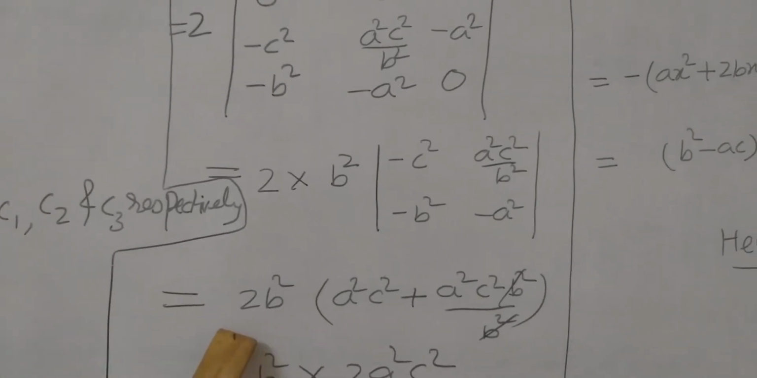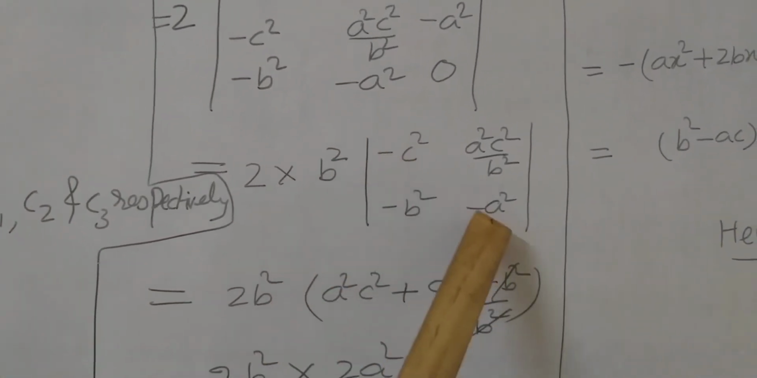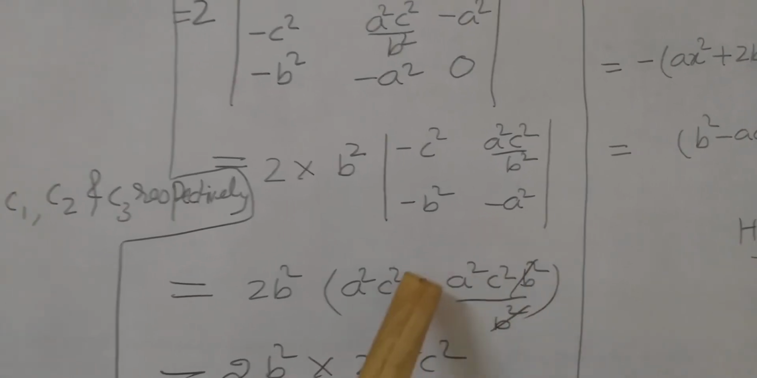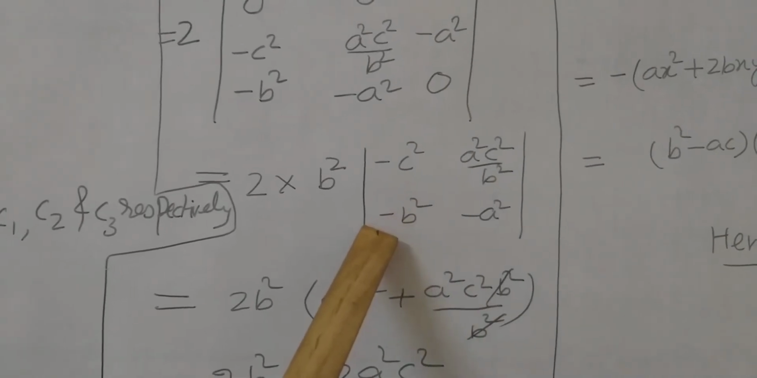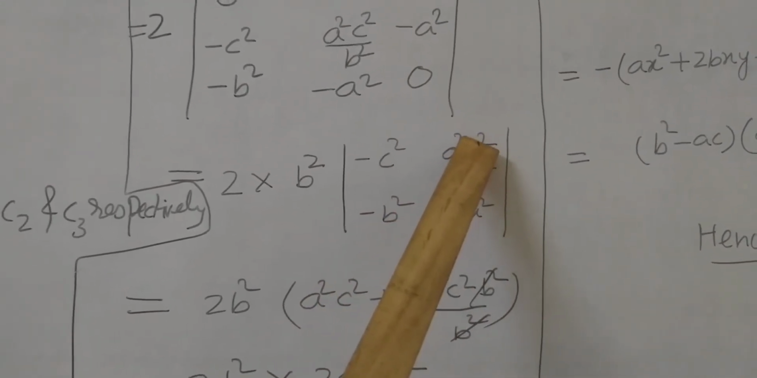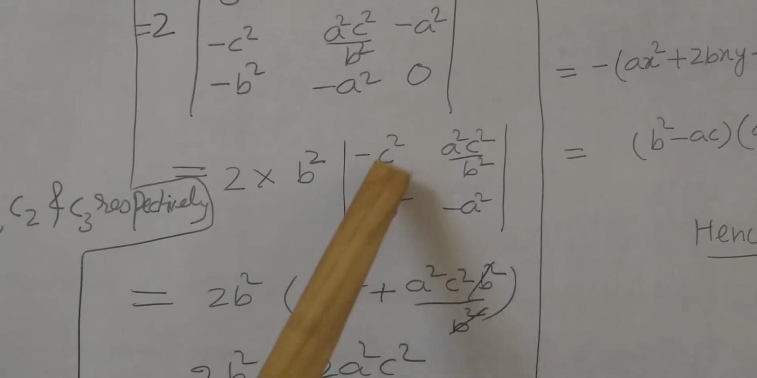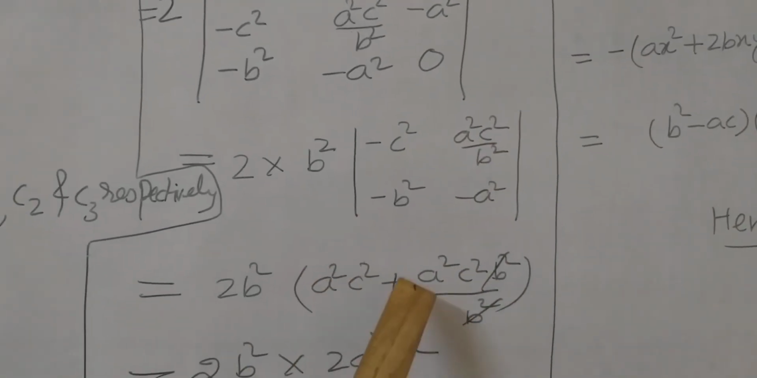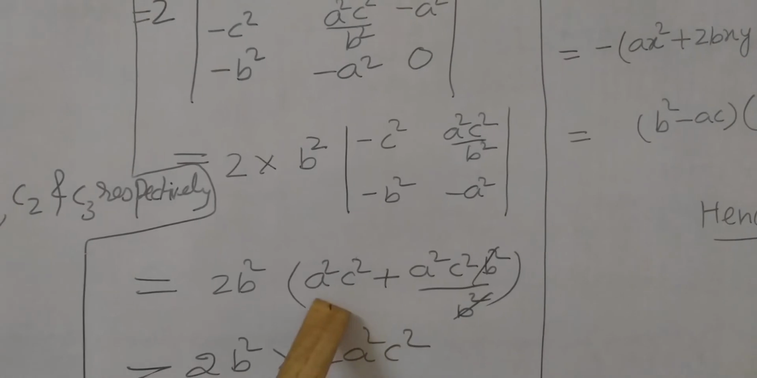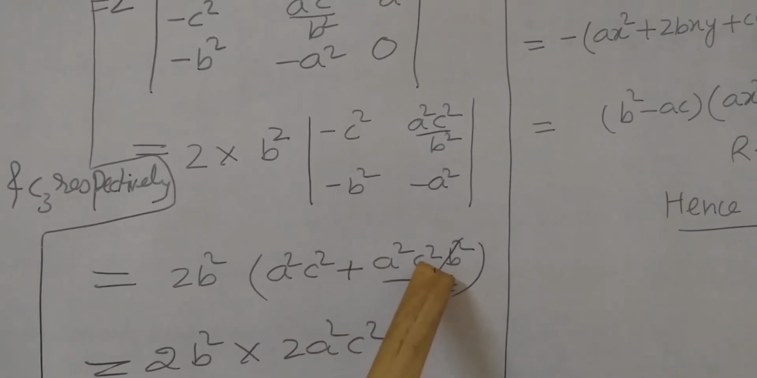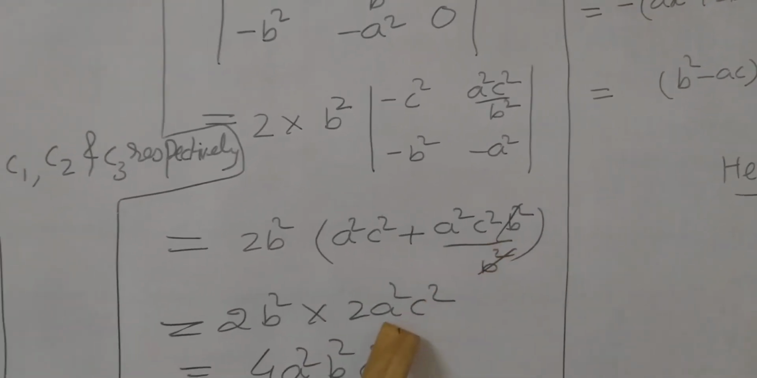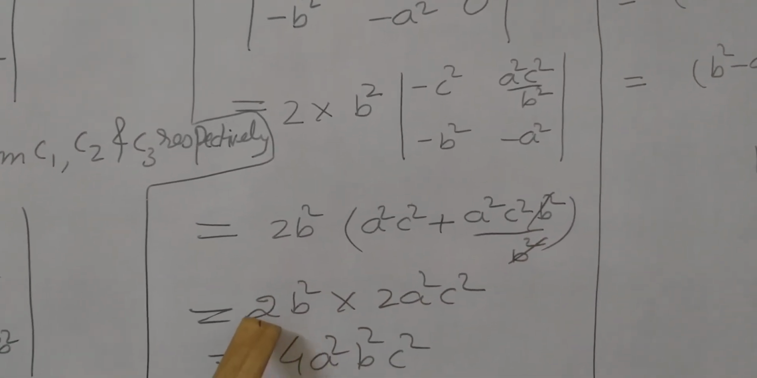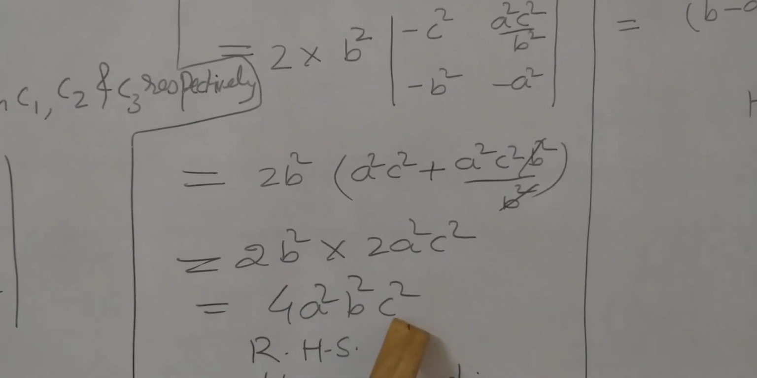Correct, students, the B square minus C square multiplied by minus A square becomes A square C square, minus B square multiplied by this, answer A square C square. Okay, minus A square C square and the formula has minus, so we have to write plus sign here. So A square C square plus A square C square, B square upon B square cancel. 2A square C square, 2B square is outside. Now multiply: 4A square B square C square. This we have proved, students.